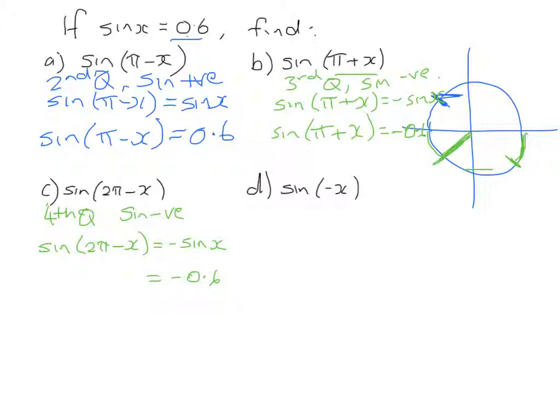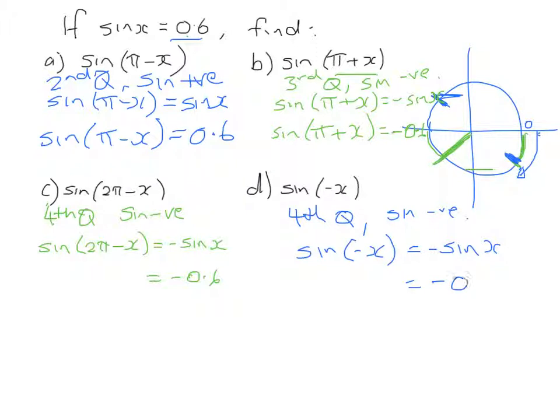And then for this last example, sine of negative x, what we need to do is we start at 0 and we head around in the negative direction. So sine of negative x is actually going to be in the equivalent of the fourth quadrant. So that tells us that sine is negative. So sine of negative x will be equal to negative sine of x, which will equal, sine x is 0.6, so it's equal to negative 0.6.